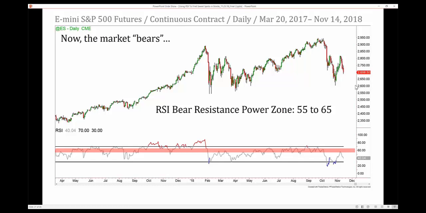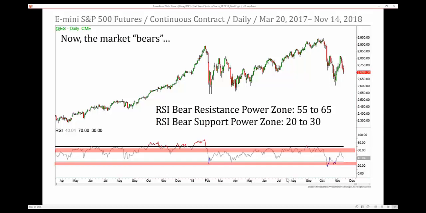So the bear resistance power zone, this pink shaded area now, is lining up between 55 and 65. That is where a bear market or down market is tending to find resistance or be overbought, okay? So here's a couple highlights that I'll show you after I show you the two zones. Now, the bear support power zone includes the traditional 30 level, but it pushes down to 20. So think of these guys as cushions, all right? Cushions that tend to encapsulate movement in a bear market or downtrend. Bear resistance power zone, 55 to 65. Bear support power zone, 20 to 30.